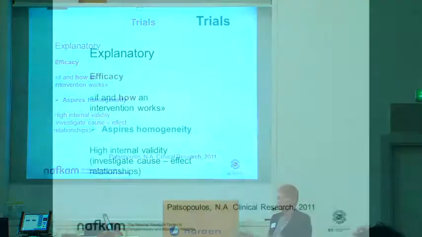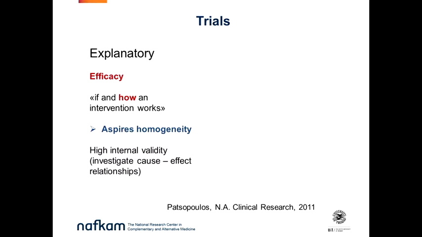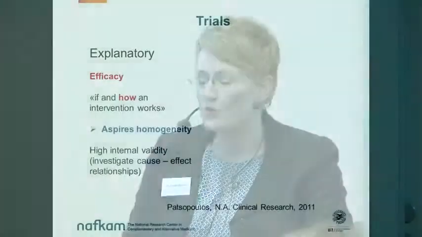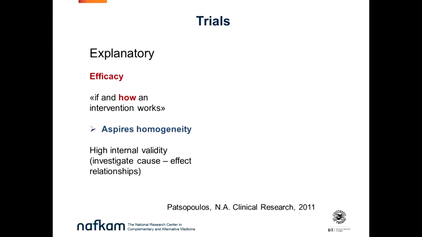Okay, so with regard to trials that we do, trials that relate to Wilhelm Wundt's principle of isolated variation are explanatory. They want to explain a phenomenon, right? They want to give us a cause why this phenomenon happens. They explain if and especially how an intervention works. They aspire to homogeneity of everything you do, homogeneity of the sample, for example, right? You have highly selected patient groups if you work with explanatory trials.